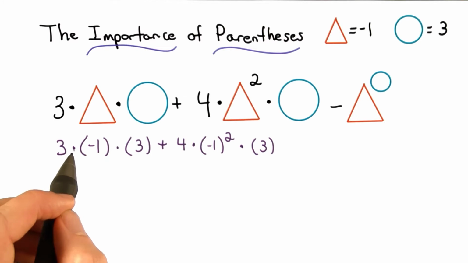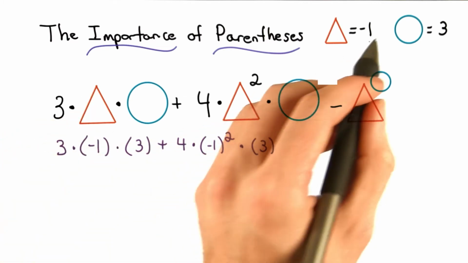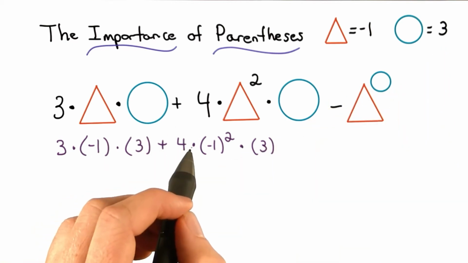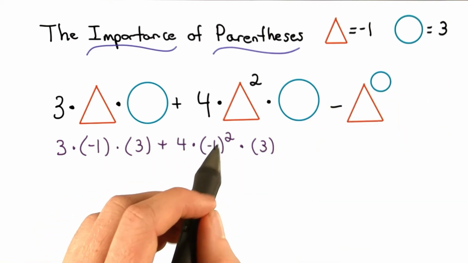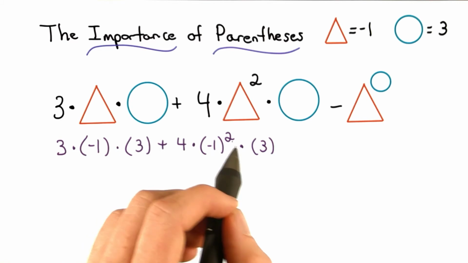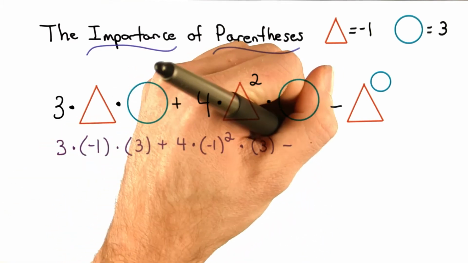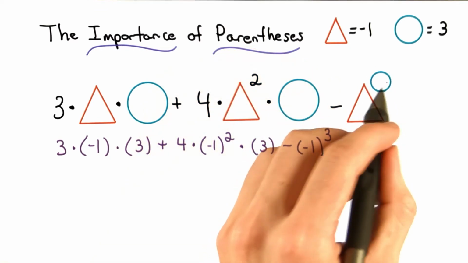I would have 3 times (-1) because a triangle is -1, then times 3 because a circle is 3, plus 4 times (-1) again for the triangle, and it's squared, and then times 3 for the circle. And on the end, I would have minus (-1) to the third. Here, this circle is really an exponent.